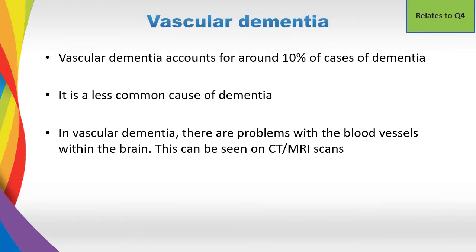The next type of dementia we're going to look at is vascular dementia. So vascular dementia is much less common than Alzheimer's disease. It is only around 10% of cases of dementia. In vascular dementia, there are problems in the blood vessels within the brain. So if somebody is getting a diagnosis of vascular dementia, it's visible on a CT or an MRI scan, so a scan of the brain, and they can see the differences in the blood vessels.